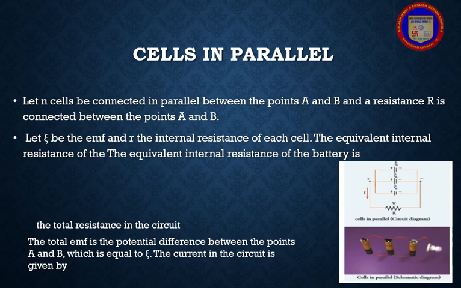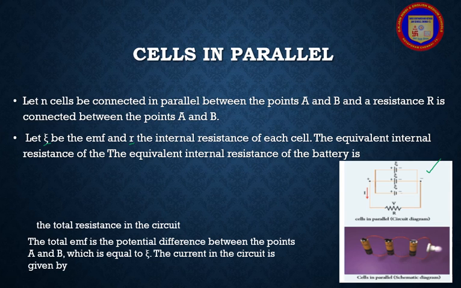In parallel connection, all the positive terminals of the cells are connected to one point and all the negative terminals to a second point. These two form the positive and the negative terminals of the battery. Let n cells be connected in parallel between the points A and B, and a resistance R is connected between the points A and B. Let ε be the EMF and r the internal resistance of each cell.